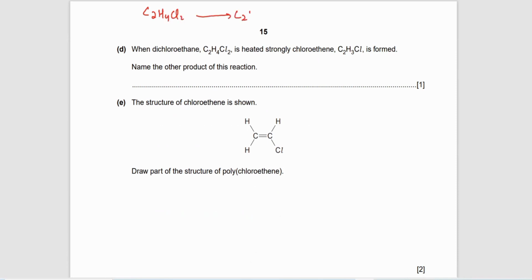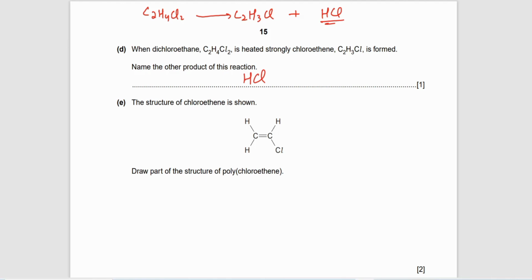So C2H3Cl is formed. What is left? So one hydrogen is lesser, because here is 4 and here is 3. There is 2 chlorine and here is 1 chlorine, so HCl. So the other product is HCl. According to the law of conservation of mass, the left and the right sides, both reactants and products, have to be equal. So the other product is HCl.